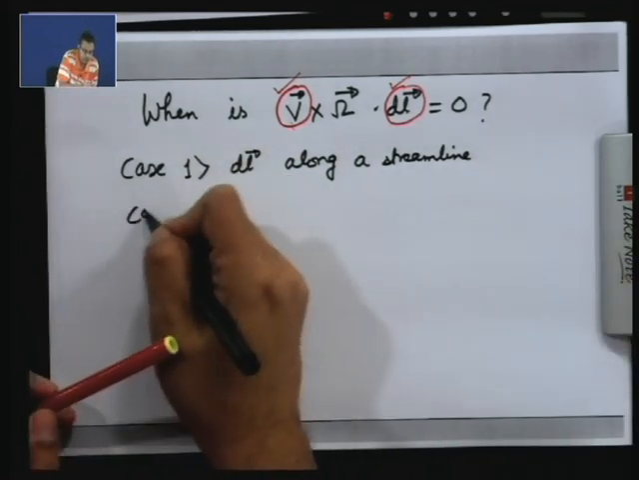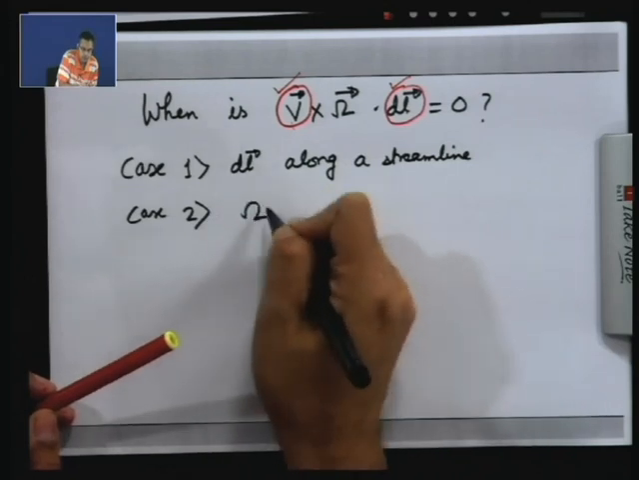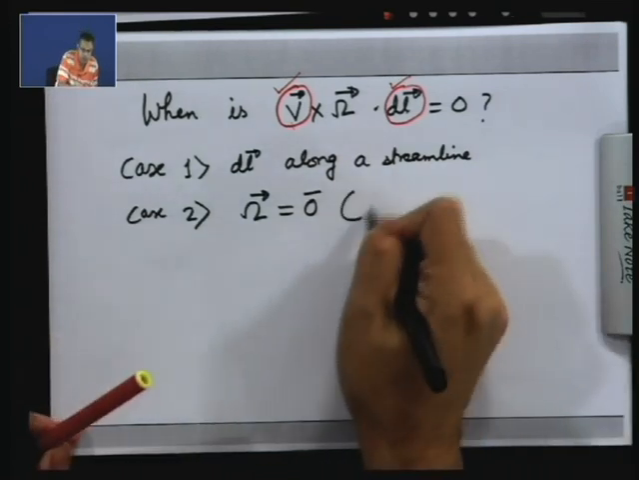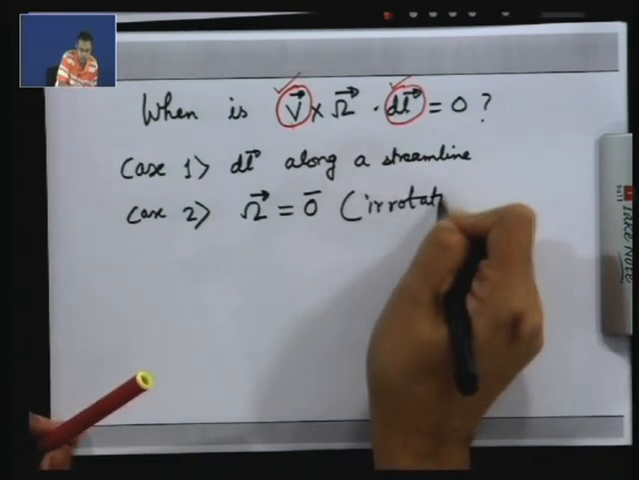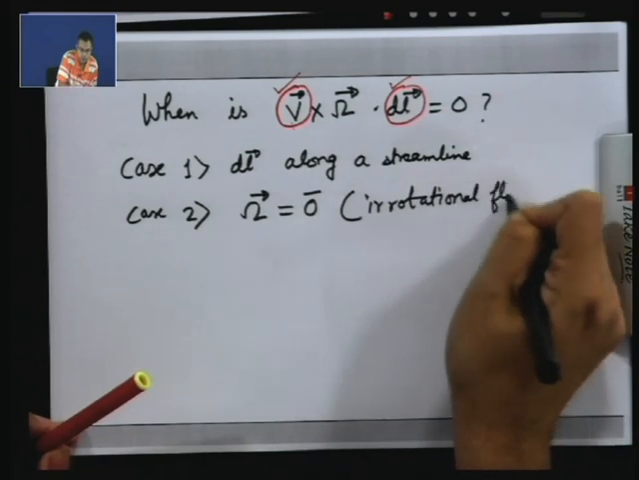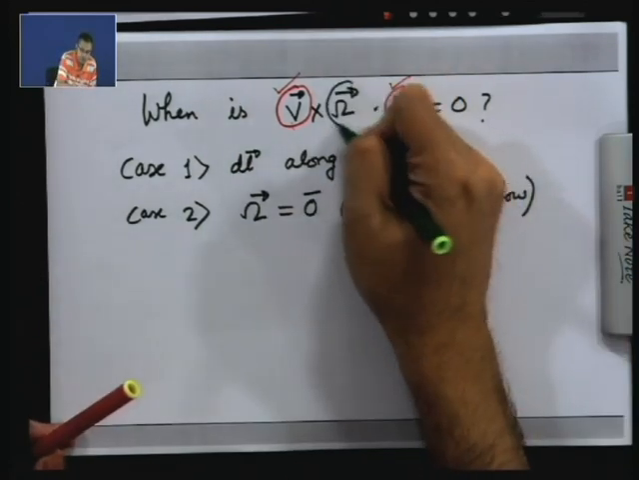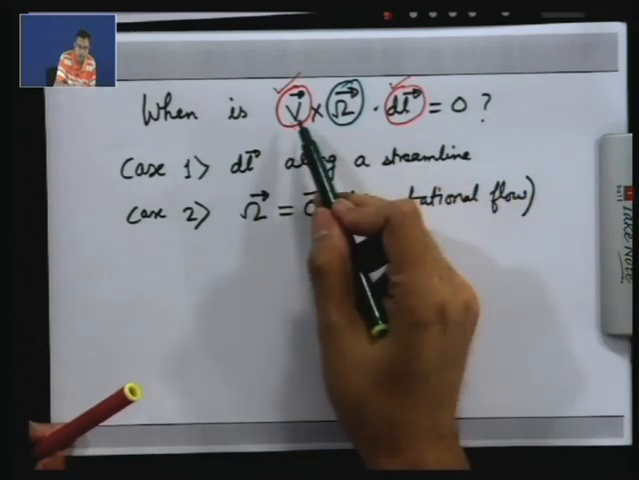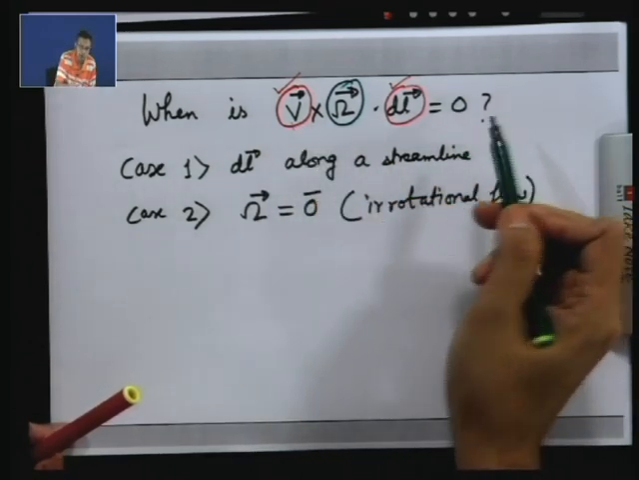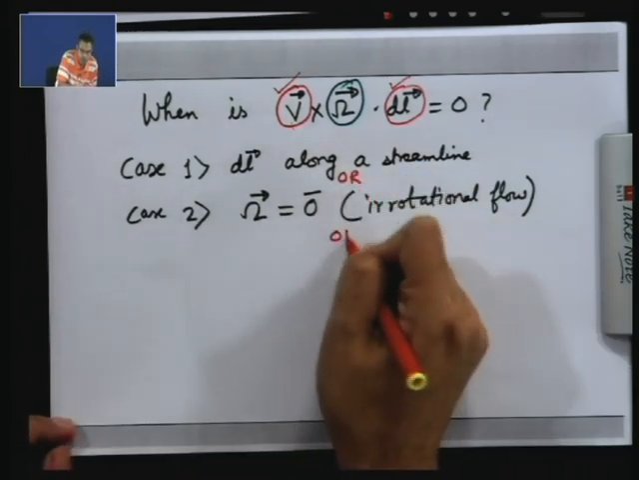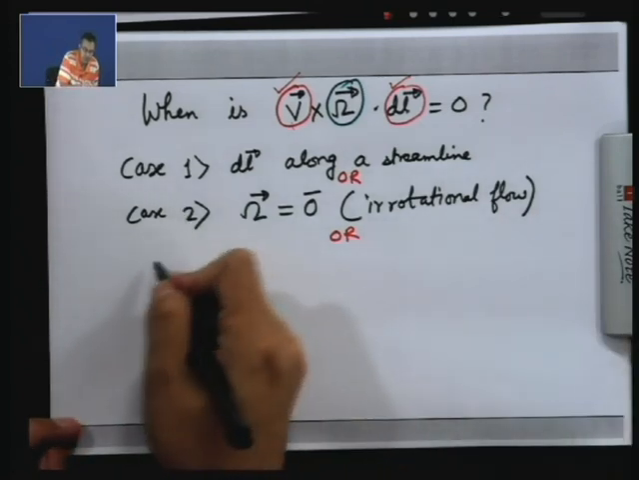Case 2, vorticity is a null vector, that the fluid has no vorticity, that is irrotational flow. So, if it is irrotational flow, then this vector omega, the vorticity vector, is a null vector, and that makes this automatically 0. So, case 1 or case 2 or case 3, any of these 3 cases will make this equal to 0.